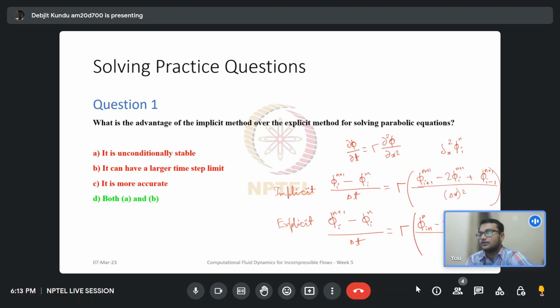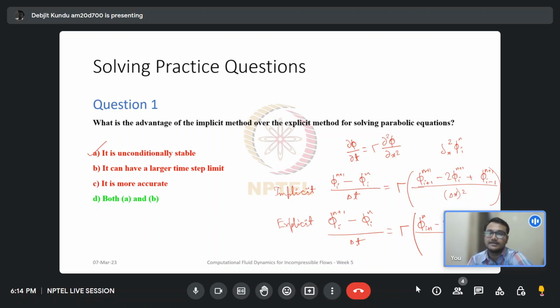Anyway, one of the main advantages of using implicit techniques is that they are unconditionally stable. Explicit ones can be stable, but under certain specific conditions, which we will talk about later during today's session as well.